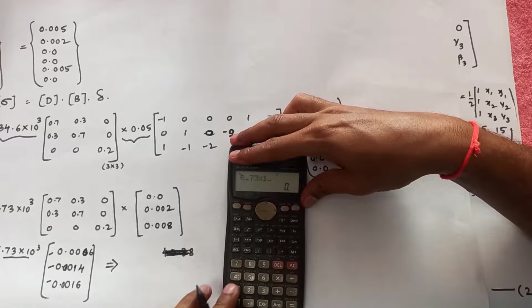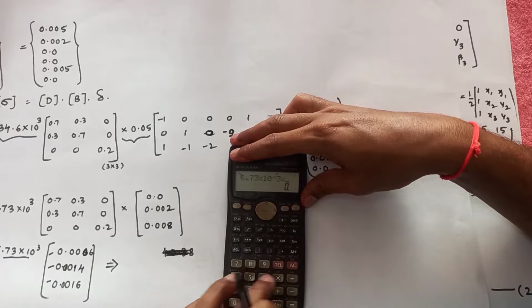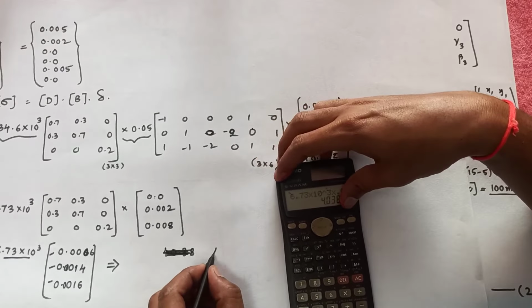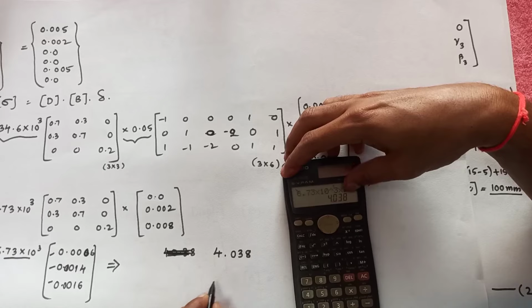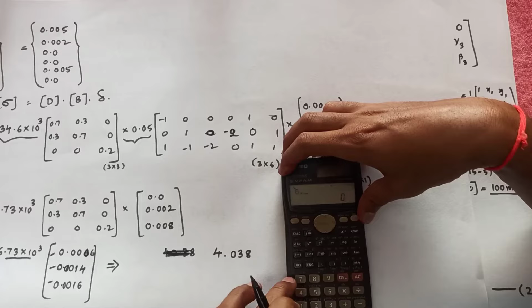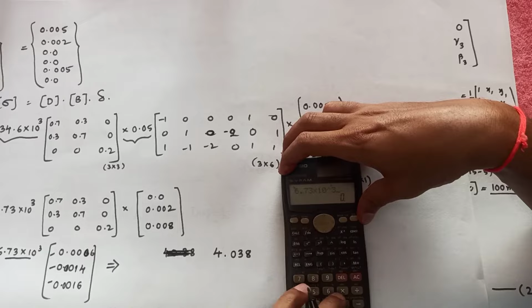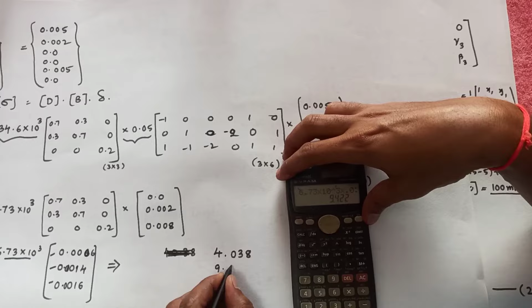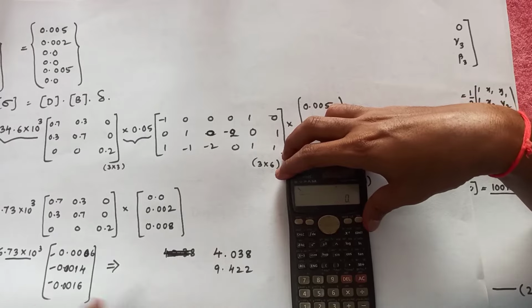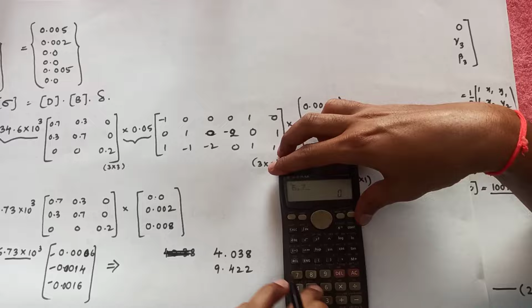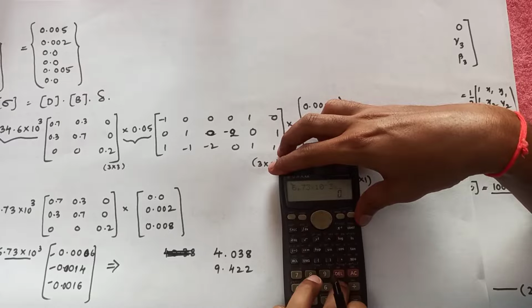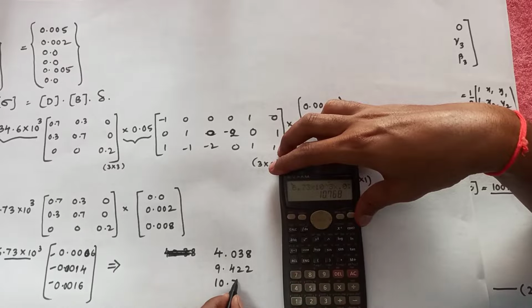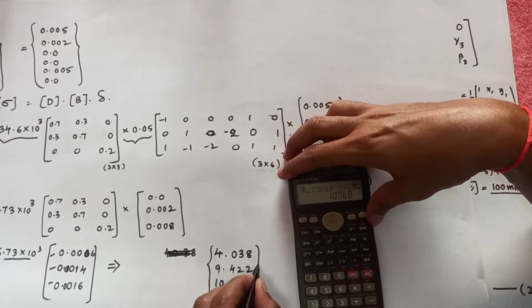6.73 into 10 power of 3 into 0.0006, so we got 4.038. Second one, 6.73 into 10 power of 3 into 0.0014, so you got 9.422. Again last, 6.73 into 10 power of 3 into 0.0016, we have 10.768. So these are the stresses now.